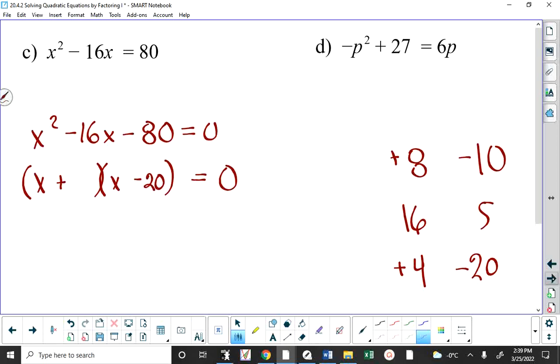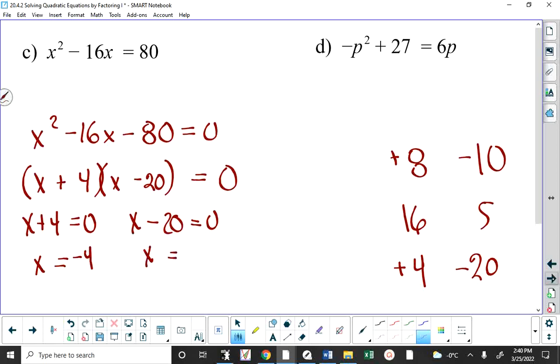There's not 100 tricks, but there's lots of different number tricks that you kind of have to reach into your toolbox and grab from time to time. So bottom line here is x plus 4 equals 0, x minus 20 equals 0. So x equals negative 4.